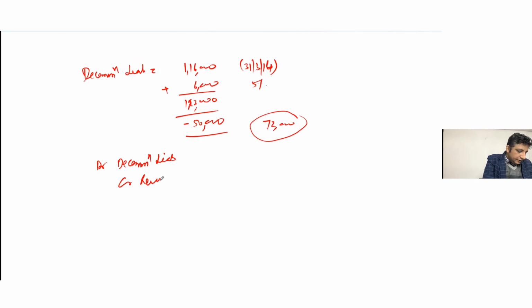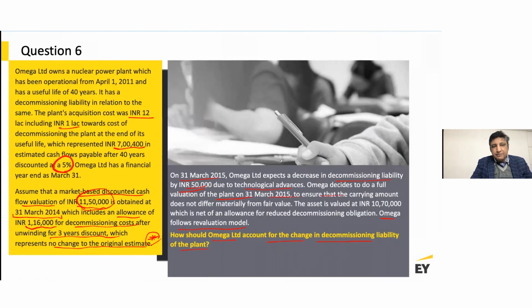And this reduction of decommissioning liability would be, of course, taken through revaluation surplus, because if the asset were to be taken at its cost method, this reduction would not have been able to be accommodated to its original cost itself. That's the reason why we're using this revaluation surplus. So that's how broadly you understand the requirement of the question, and you're able to pick up these numbers to do the accounting thereof.